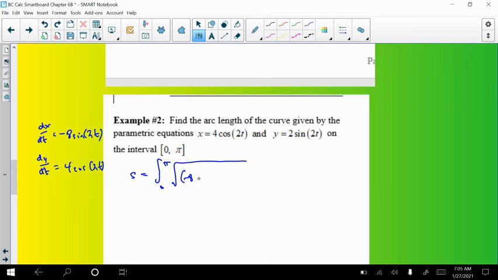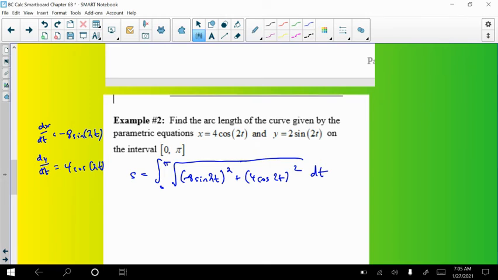So, from 0 to pi, the square root of dx/dt as a quantity squared, so negative 8 sine of 2t is a quantity squared, plus 4 cosine of 2t is a quantity squared, dt. So that would represent the arc length. There's the integral, and then we would just type it into our calculator.